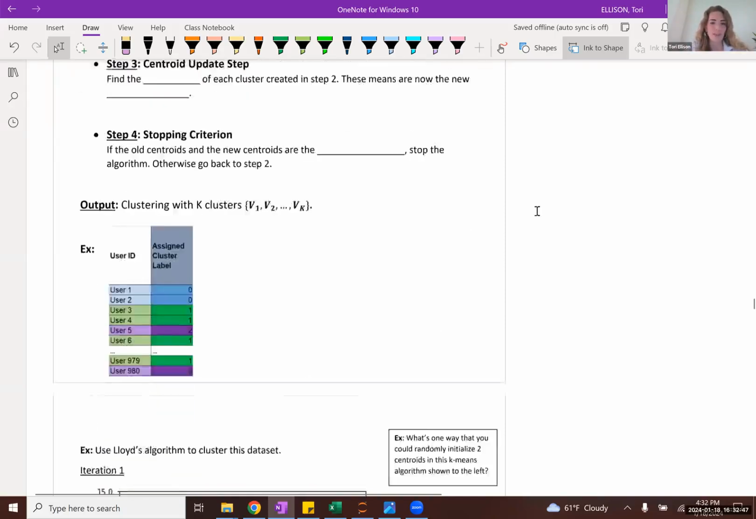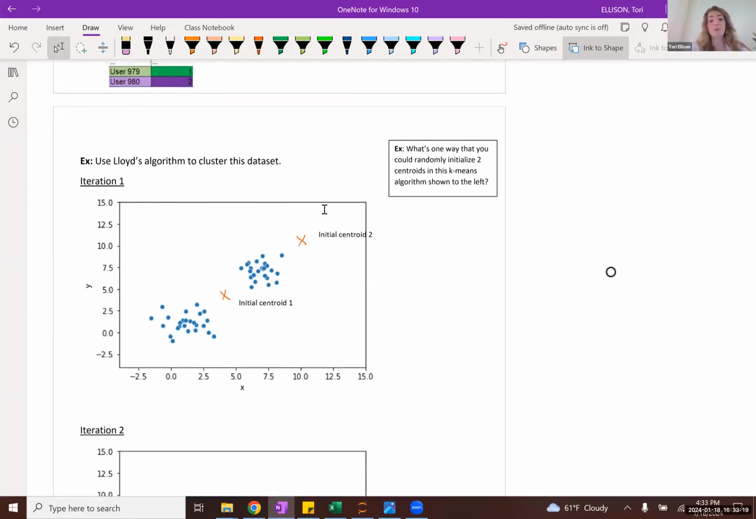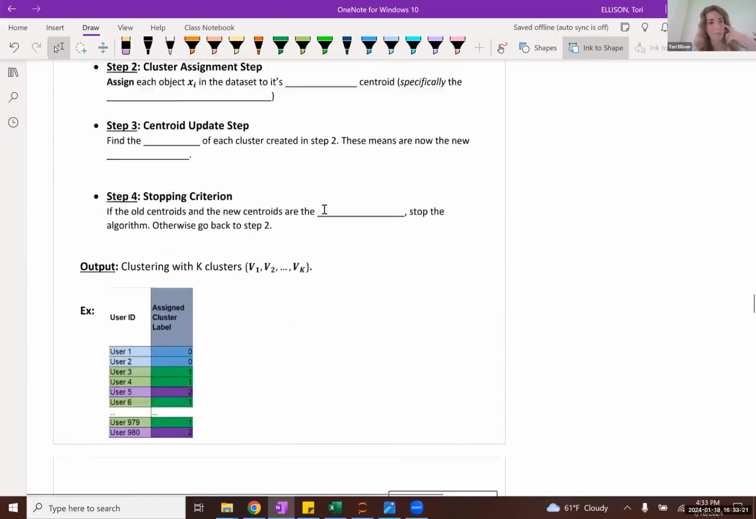One way that you could go about doing this is to take a look at a general window that's roughly around the range of values in your data set, and then simply randomly select an x-axis value and randomly select a y-axis value, and that could be your first centroid. So this will be my initial centroid 1, and this will be my initial centroid 2. Okay, and do take note, there is an inherent random element to this initialization step.